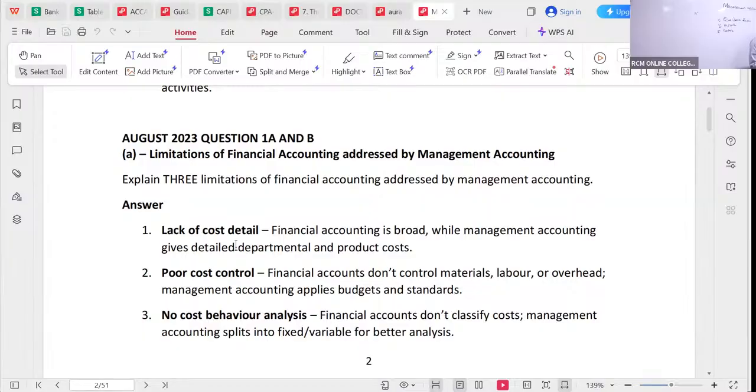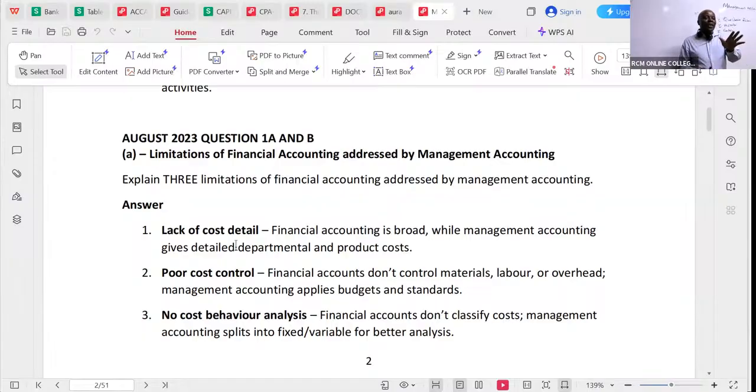Management accounting applies budgets and standards. As I said, if you remember very well, I sent some teacher here, I was not available. You were able to do this concept of cost behavior. Do you remember the behavioral classification? In this case we are able to classify our costs into variable and fixed.